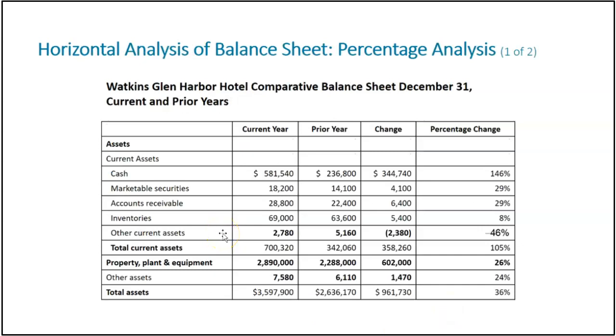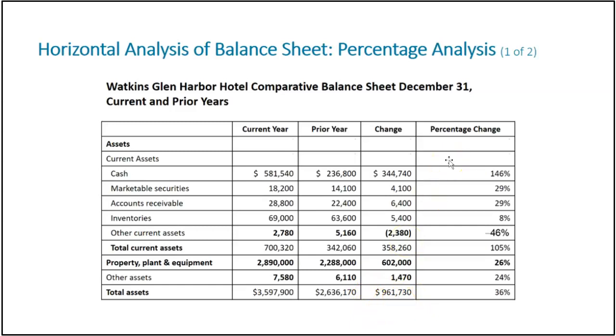And here's an example of this, Watkins Glen Harbor Hotel. This is a comparative balance sheet here, and here's our current year, and there's the prior year. And the change is just the difference between the 2 years. You can see the cash increased quite a bit. Everything here seemed to increase. Other current assets went down a little bit, but generally your assets are almost $1 million higher.